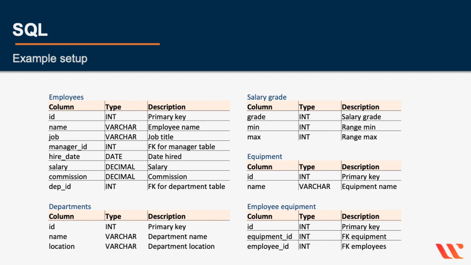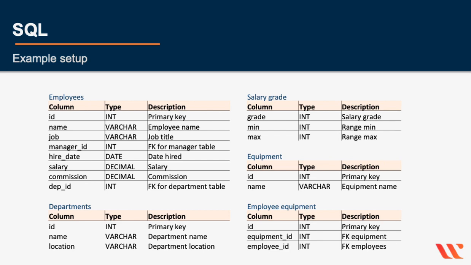The name is the name of the employee. The job is the job title of that employee. The manager ID is a foreign key reference to the manager table, which doesn't exist here in our universe. The hire date is the date the employee was hired. Salary is the current salary of that employee. Commission is the commission rate, if it exists, for the employee. And the department ID is the foreign key for the departments table, where we can see which departments the employee belongs to.